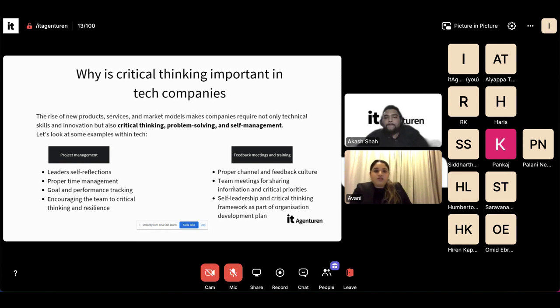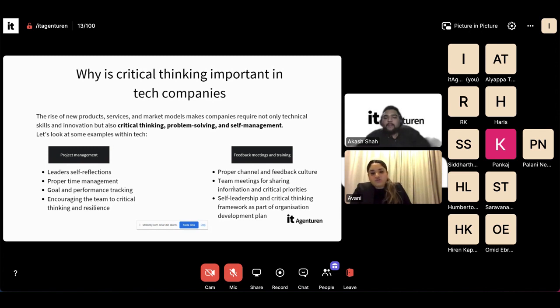So if we are to discuss what is the core importance in tech companies, let's take some examples. For example, a project manager. Usually project managers have a defined goal or a project which they have to deliver in a specific budget or a timeline with specific resources, and so on. And let's say if a person is lacking these soft skills such as critical thinking, then what happens?